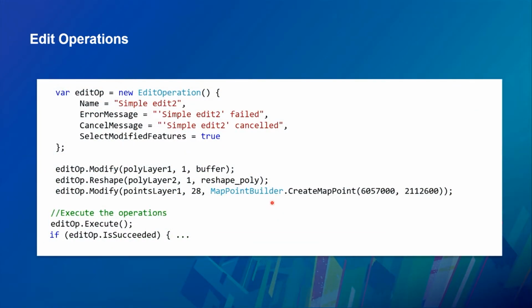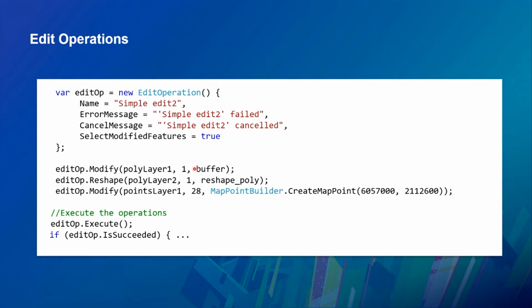And this is all putting it together, what an edit operation typically looks like. Again, declaring at the top here, calling it a name, simple edit 2, select modify features, true. I'm doing a modify, passing it to a layer. The number 1 here is the OID.